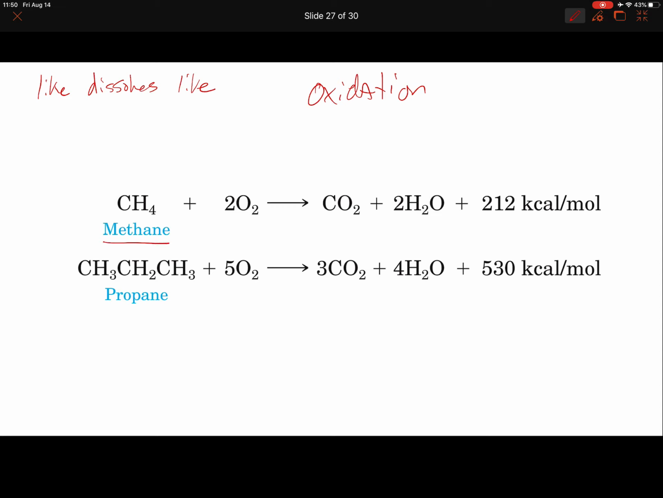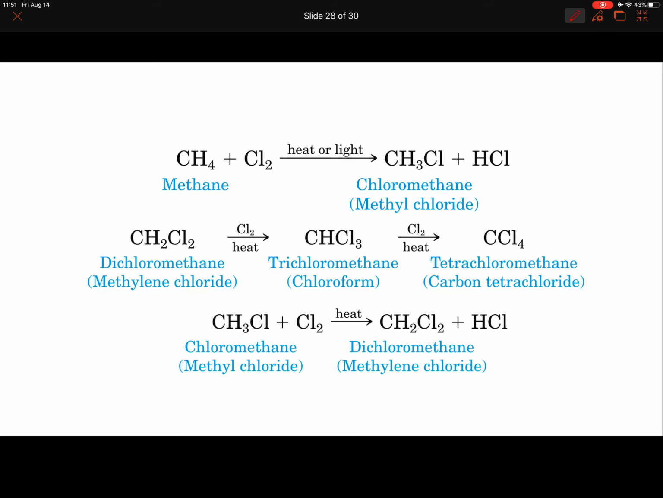You can see here the combustion of methane produces about 212 kilocalories per mole of methane. If we add another couple of carbons, propane, you can see it also gets more output: 530 kilocalories per mole of propane. So that's a lot of energy. Most alkanes do undergo other types of reactions as well.